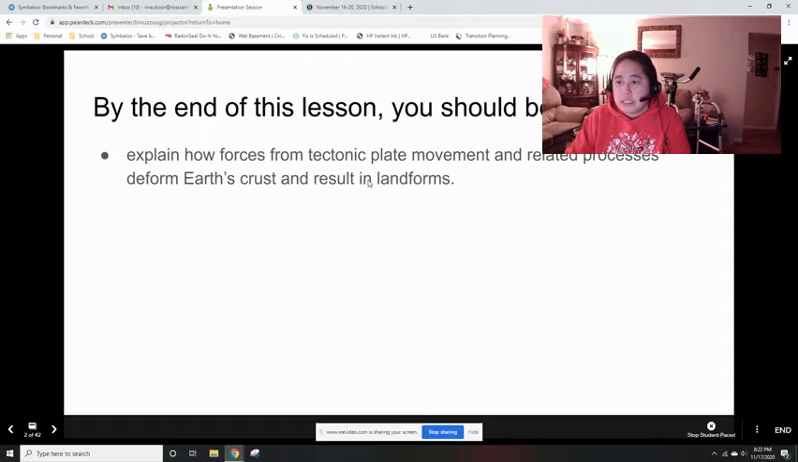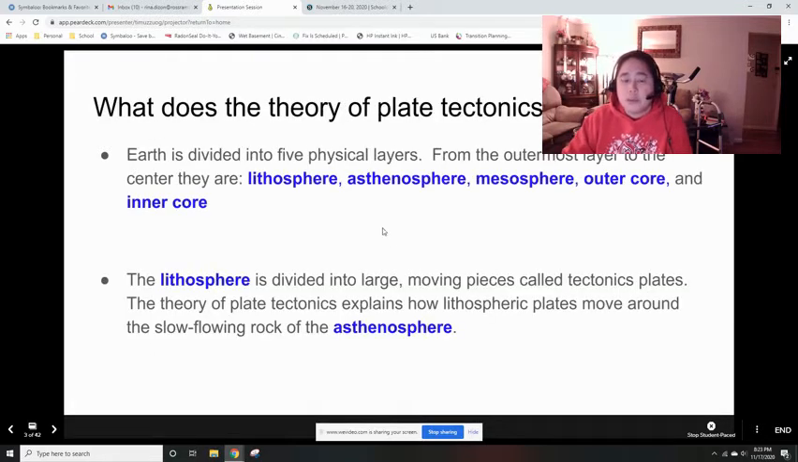So by the end of this lesson, you should be able to explain how forces from tectonic plate movement and related processes deform Earth's crust and result in landforms. In other words, you're going to know how the plates move and how they destroy crust and how they make different land features. So what does the theory of plate tectonics explain?